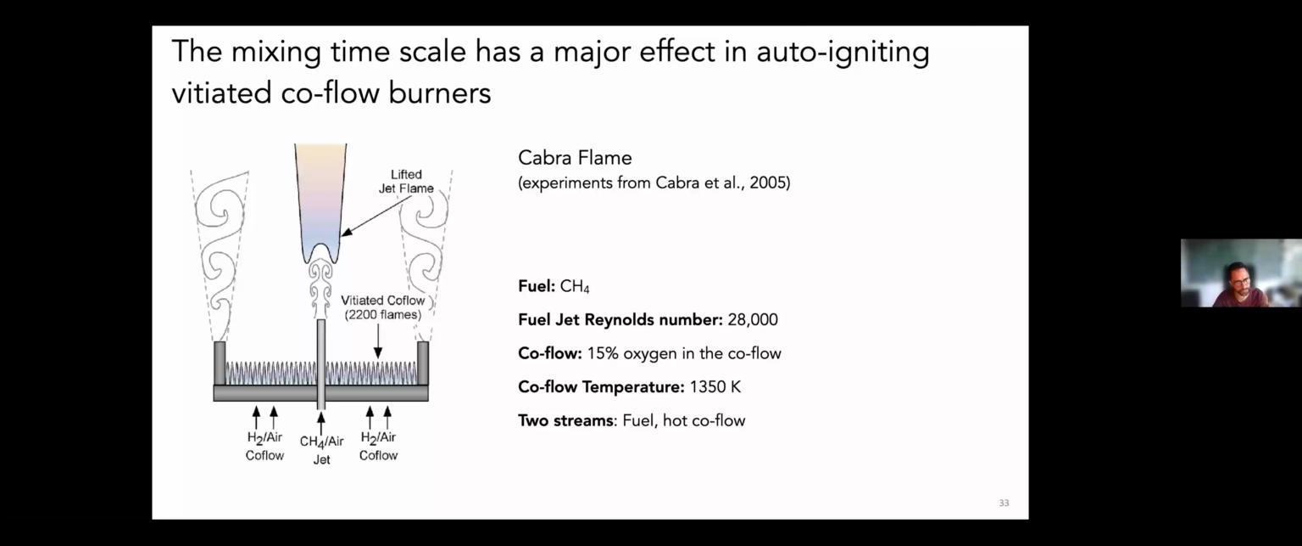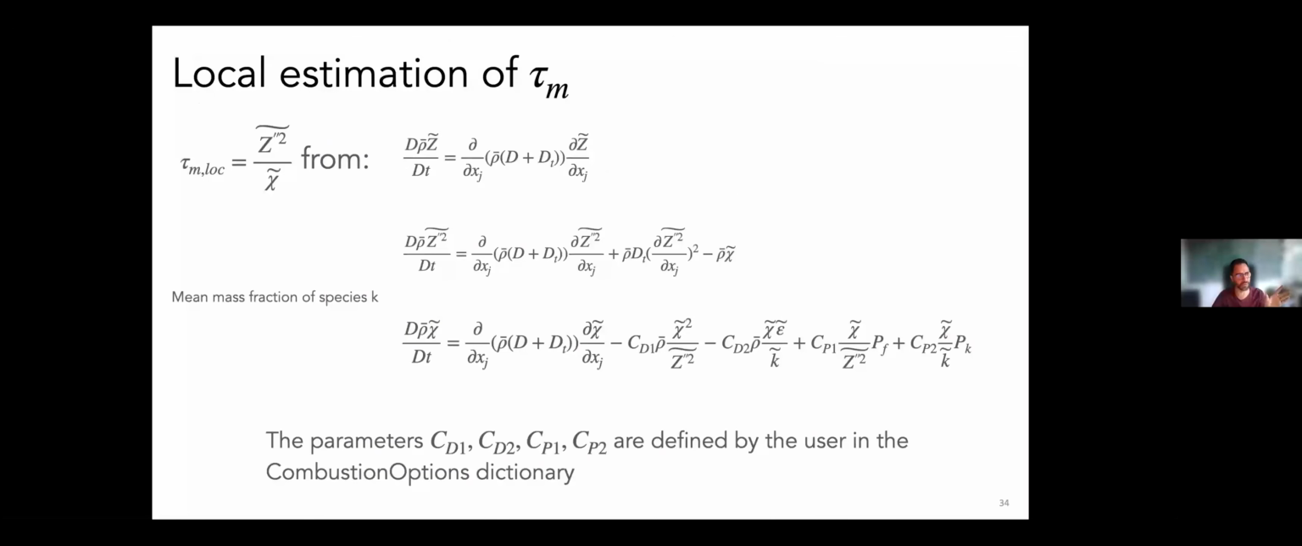And so our intention was to say, okay, now we have a mixing model that depends on two transport equations. So we have the scalar variance transport equation and the scalar dissipation rate transport equation. And here you see the equations, but in these equations you have parameters that are, as I was saying before, uncertain, that in our code, of course, can be set in this combustion options dictionary. But we wanted to use this case to actually see whether we could find optimal values for these constants.